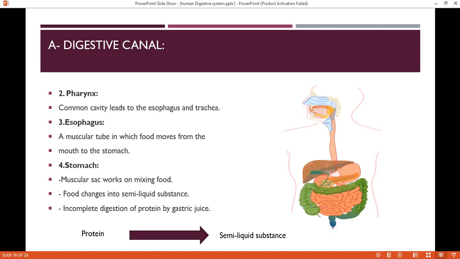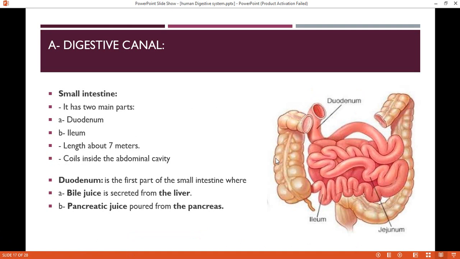So when I ask you, the stomach secretes gastric juice. And the gastric juice makes an incomplete digestion, which means partial digestion of protein, and converts the protein, which is a complex form, into a simple form, which is a semi-liquid substance. Okay, and then the food will go to the small intestine.